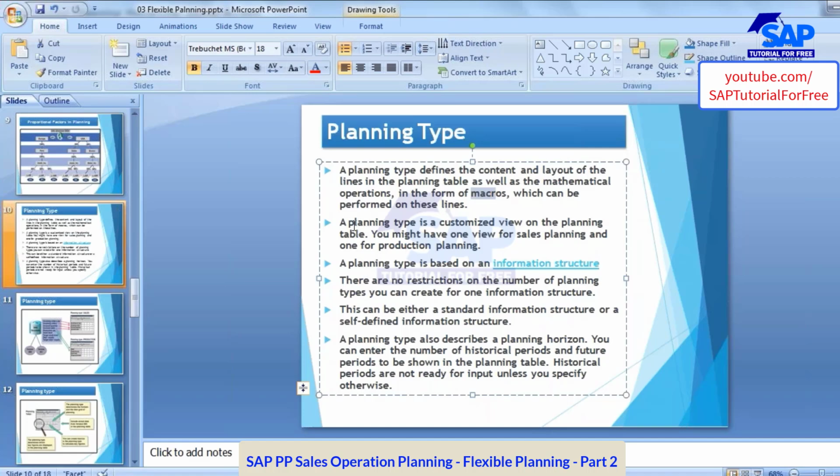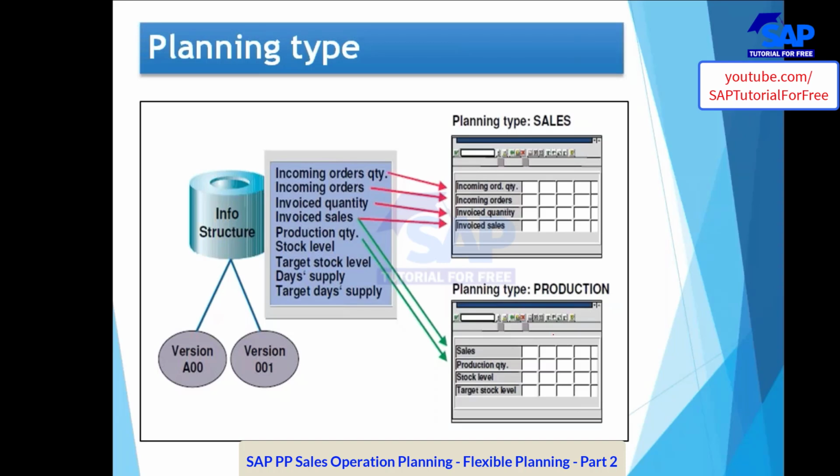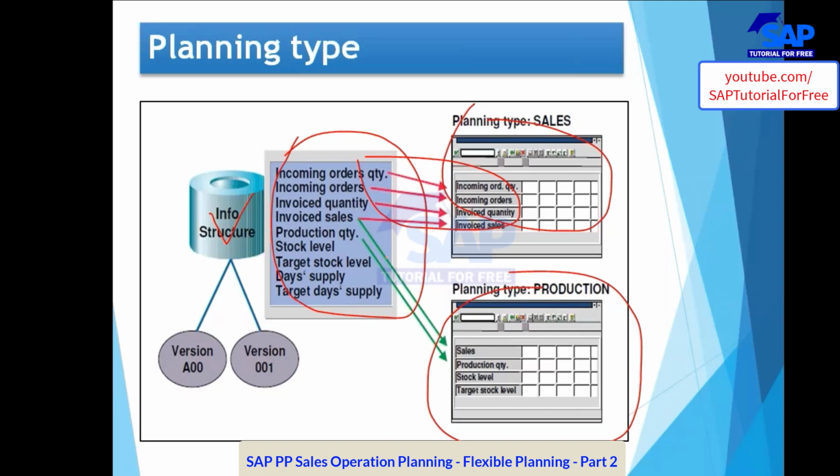A planning type is always created for an information structure. For an information structure you can create n number of planning types. There is no limit, whatever you want. This also we discussed yesterday. Let's say this is the information structure you have, with all these key figures. Now the salesperson wants to see some key figures, and the production person wants to see some other key figures.